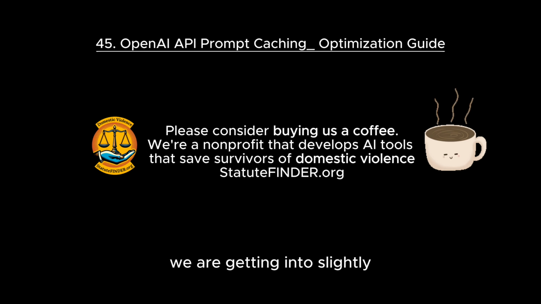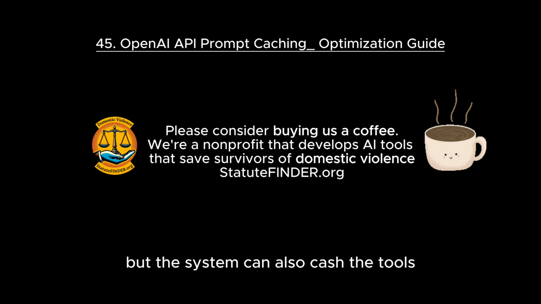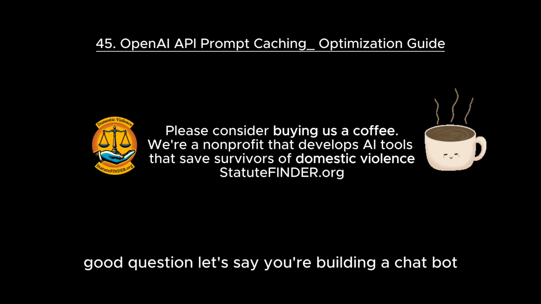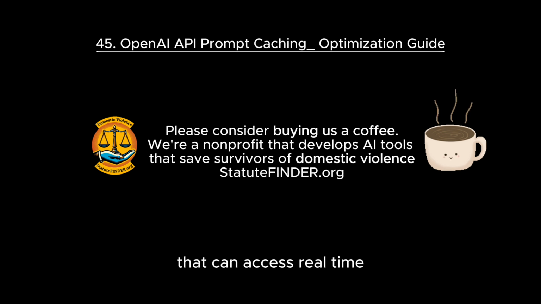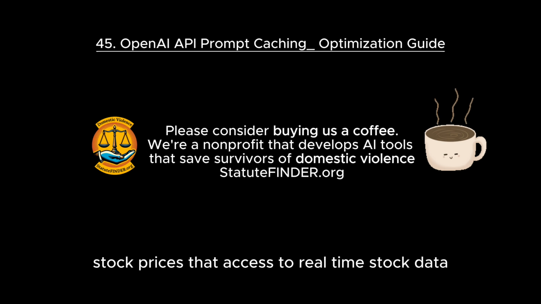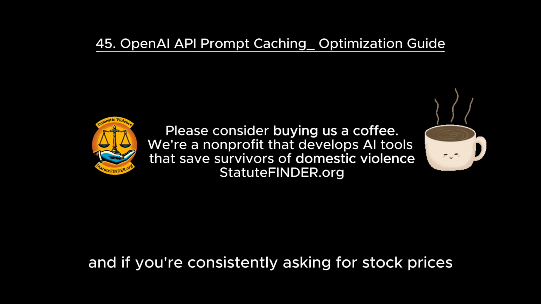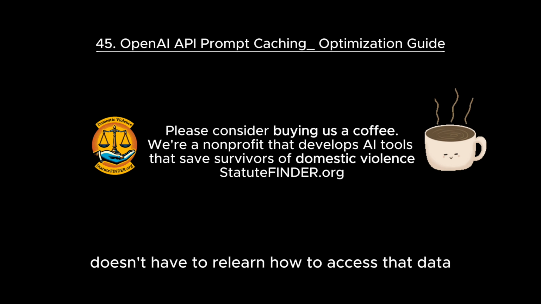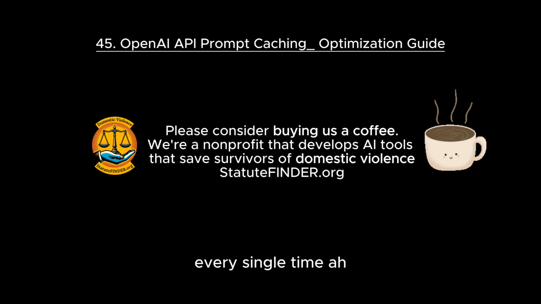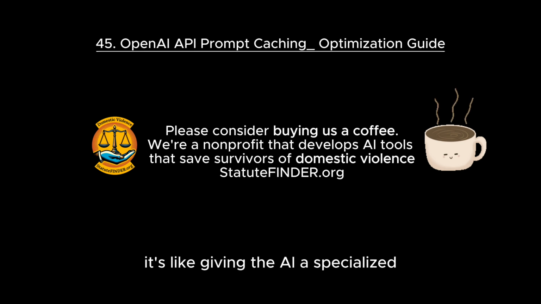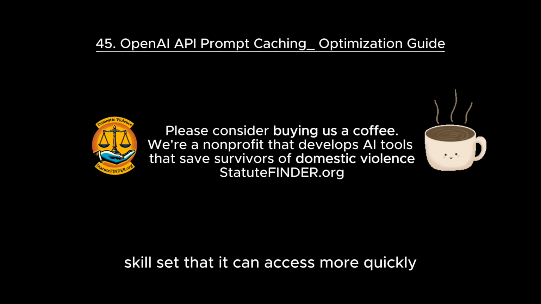Well, we are getting into slightly more advanced territory here, but the system can also cache the tools you want the AI to use. Tools. Okay, now you've officially lost me. What do you mean by tools in this context? Good question. Let's say you're building a chatbot that can access real-time stock prices. That access to real-time stock data, that's a tool the AI can use. And if you're consistently asking for stock prices, caching that tool means the AI doesn't have to relearn how to access that data every single time. Ah, I see. So it's like giving the AI a specialized skill set that it can access more quickly thanks to caching. Makes sense. Exactly.